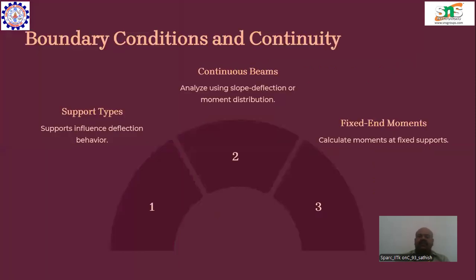So what are the boundary conditions and continuity? Support types influence deflection behavior. We have seen different support types. One is fixed support, roller support, likewise. And continuous beams analyze using slope and deflection or moment distribution. Fixed end moments, calculate moments at the fixed support. These are all the three major boundary conditions and continuity.